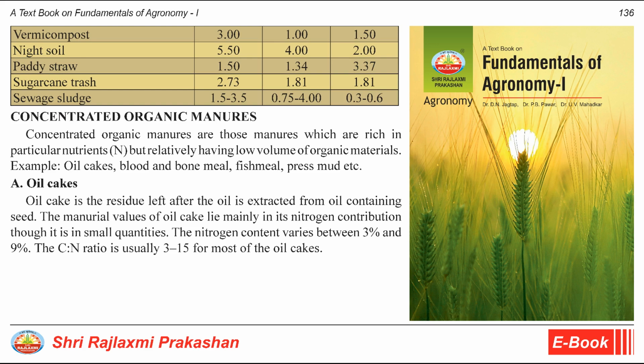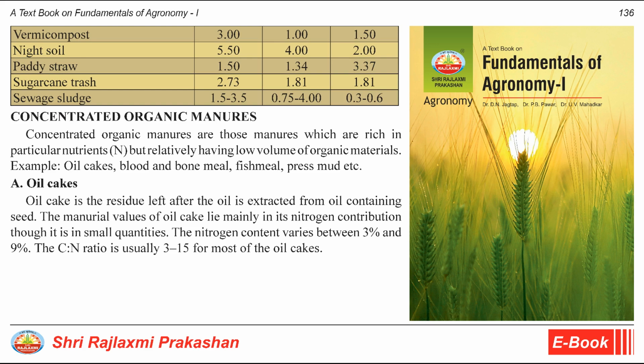Concentrated organic manures. Concentrated organic manures are those manures which are rich in particular nutrients, such as N, but relatively having low volume of organic materials. Examples: oil cakes, blood and bone meal, fish meal, press mud, etc.